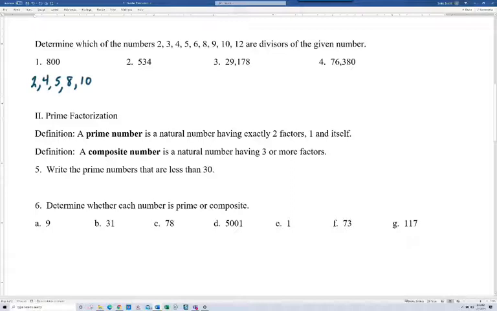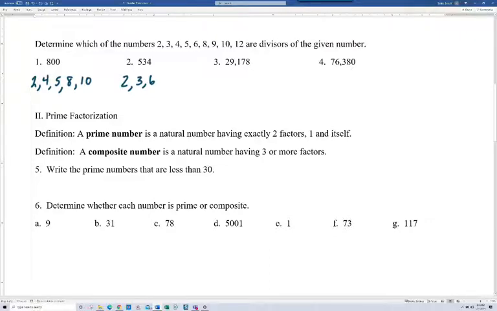All right, so on number 2, you should have gotten that 2 works, because notice it is an even number. 3 works, because 5 plus 3 is 8, plus 4 is 12, and 12 is divisible by 3, and so 534 is. Now the rule doesn't work for 9, because notice 12 is not divisible by 9, and in fact none of the other numbers work. Let's look at number 3.